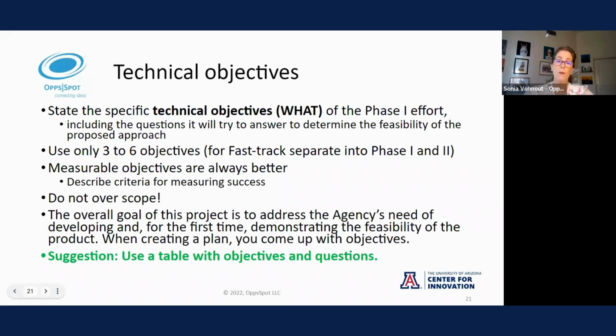And the overall goal, with these objectives, is to satisfy the requirements of the topic you're responding to and what need you're addressing, right? So keep that in mind when you're creating your plan. I like to create a table that has objectives, number your objectives, the objective description, make it something that you could measure, and then a column with what questions am I going to address? And you're going to see why this is important in the next few slides.